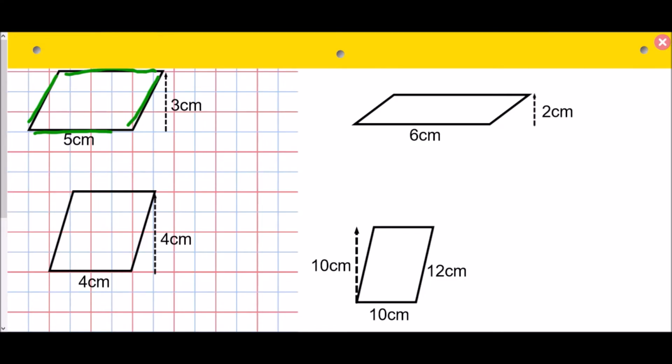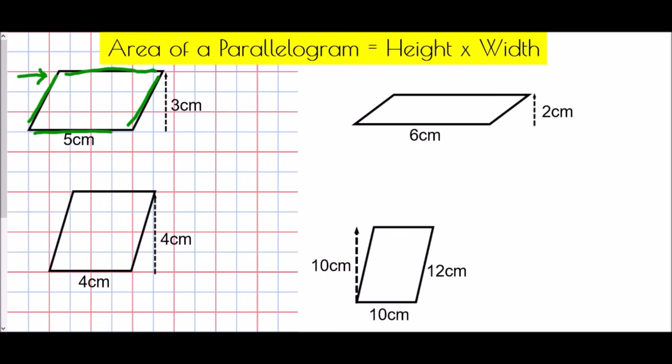Now, if you have a look at this shape, it's very similar to the rectangle we've just been looking at. Basically, all that's happened is we've tipped the rectangle over. We've just pushed it across at the top. And so actually, a parallelogram covers exactly the same space as the rectangle would have done. And so the formula is exactly the same. It is height times width.